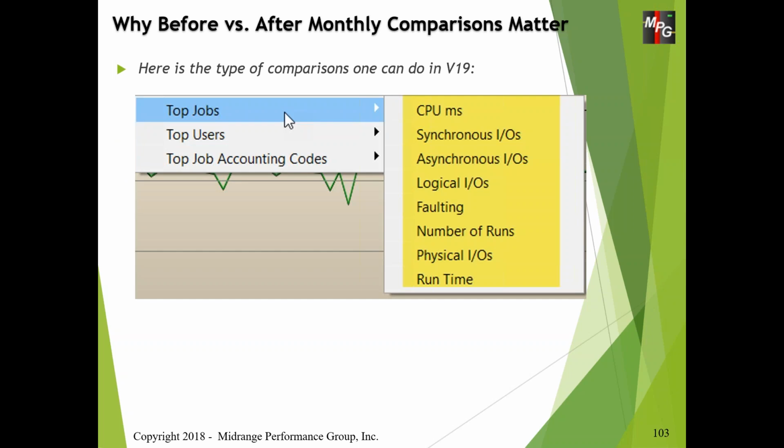You can go in and you can set a before and after month. I'll show you that in a bit. But once you do that, look at this. You can do top job analysis, top user analysis, top accounting code analysis, and look at all those core metrics that you can measure to understand if things are better, worse, or the same. So important to understand the impact of major changes.